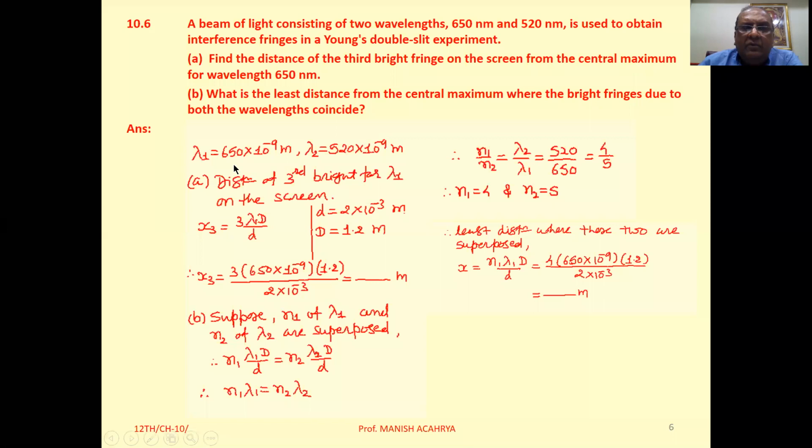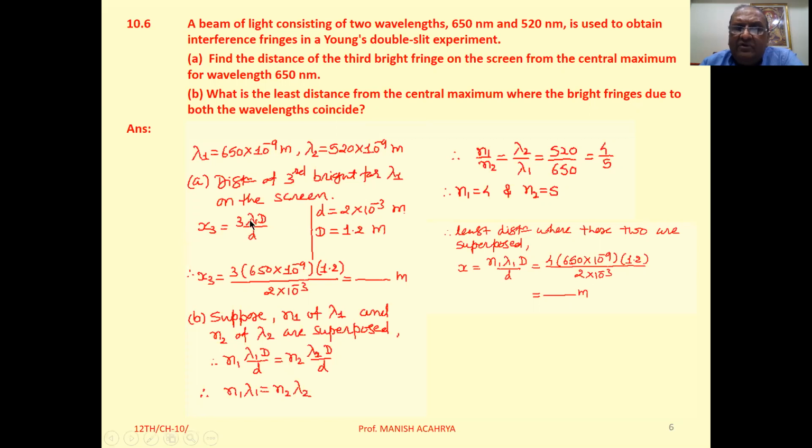Now see, lambda 1, that is 650 nanometer. So that is 650 into 10 raised to minus 9 meter. Lambda 2, that is 520 nanometer. So that is 520 into 10 raised to minus 9 meter. Now distance of third bright for lambda 1 on the screen. So the equation for the position of the bright fringe on the screen, that we write x equal to n lambda capital D by small d. For third one, we can write x3, that is equal to 3 lambda 1 capital D by small d.